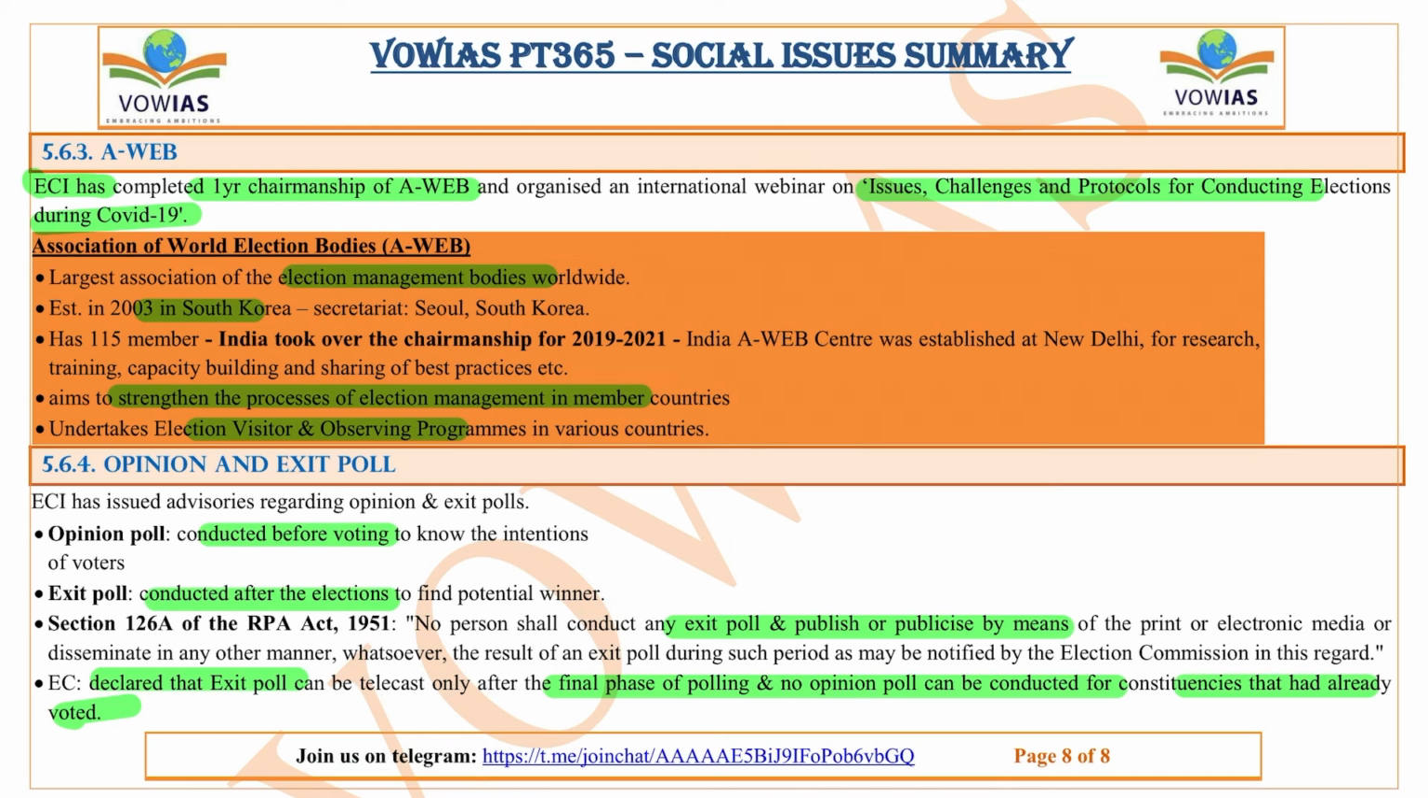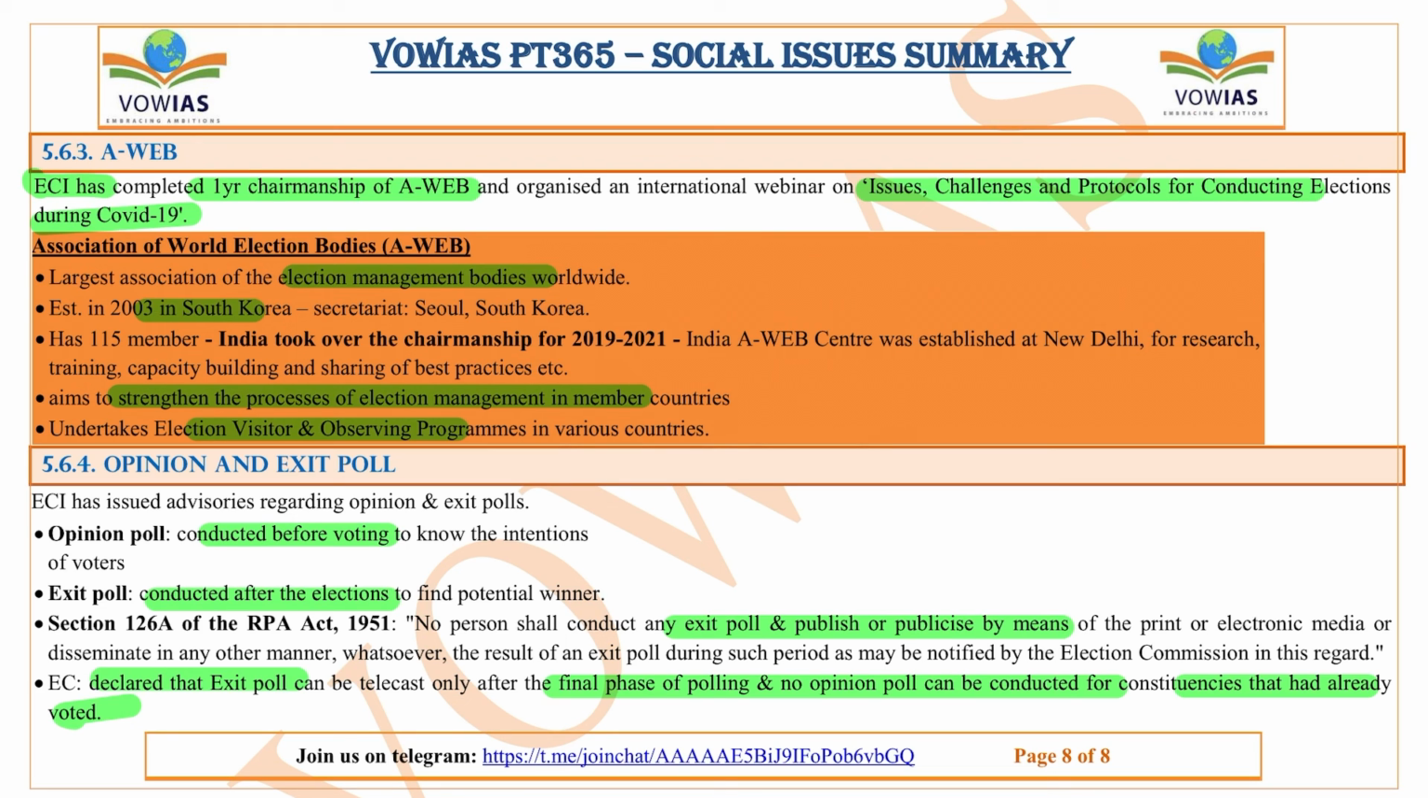Okay, so next one is some information regarding opinion and exit polls. The Election Commission of India has issued advisories regarding opinion and exit polls. An opinion poll is conducted before voting, just to know the opinion of the voters. Next is the exit poll. An exit poll is the poll which is conducted after voting to find the potential winner. So that is the difference between opinion poll and exit poll.